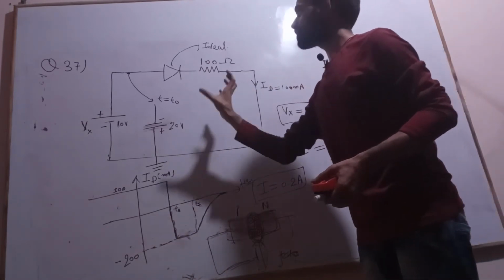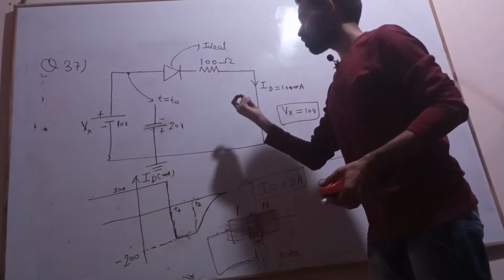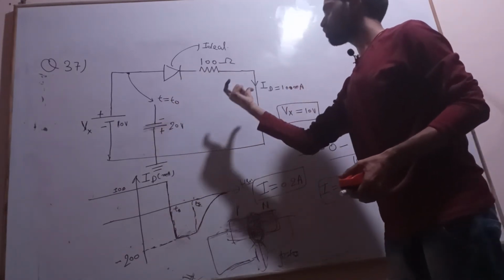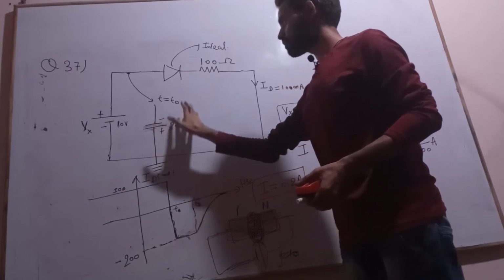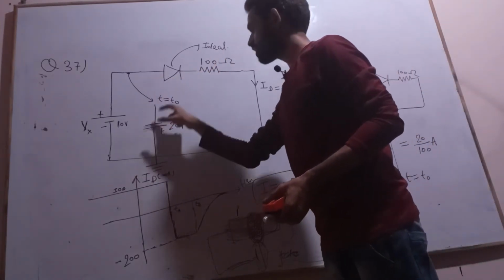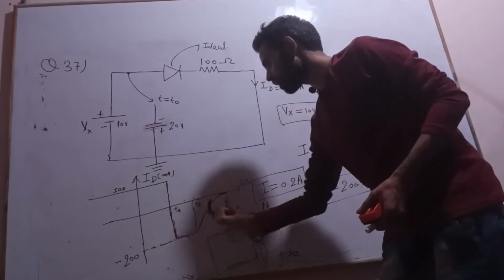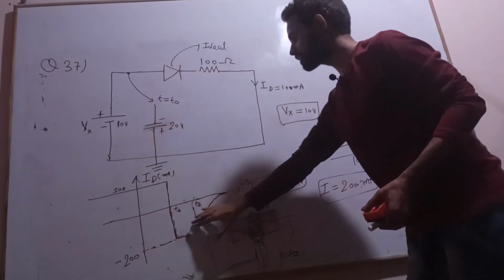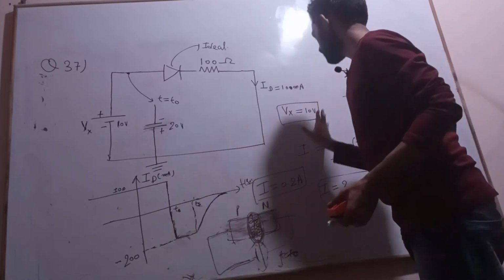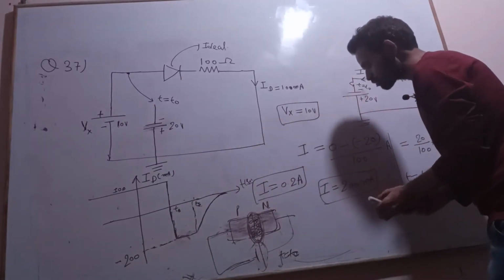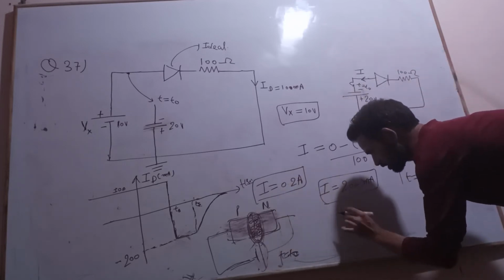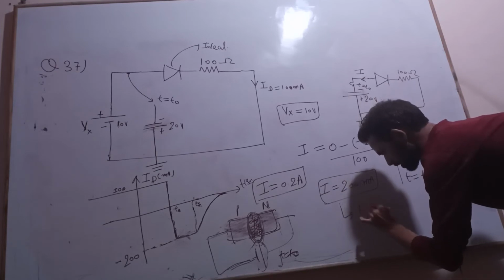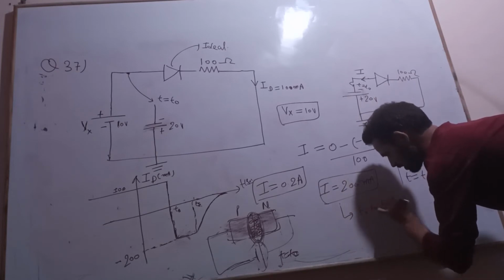So how much time will it require to remove this minority charge carrier within the depletion region? That much duration, this diode will maintain this amount of current, 200 milliampere of current. For how much time? From t naught to ts.